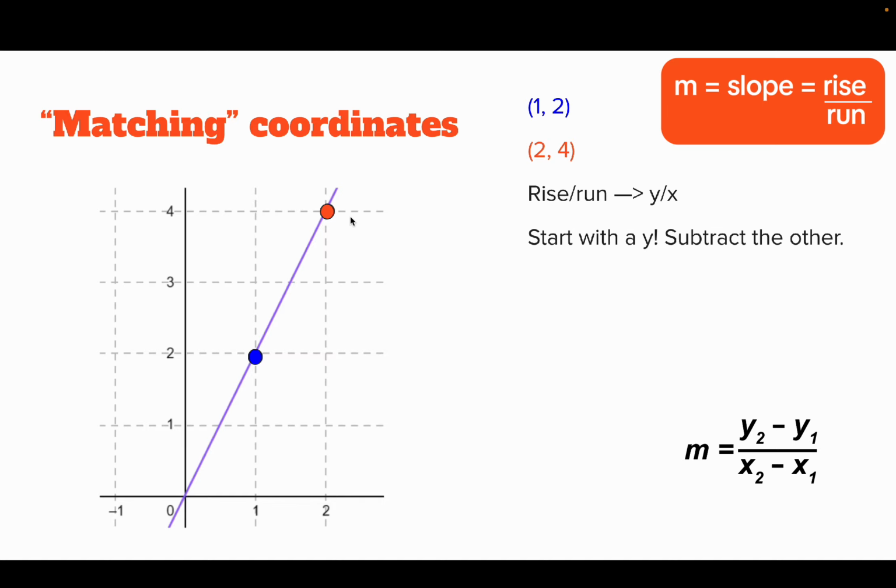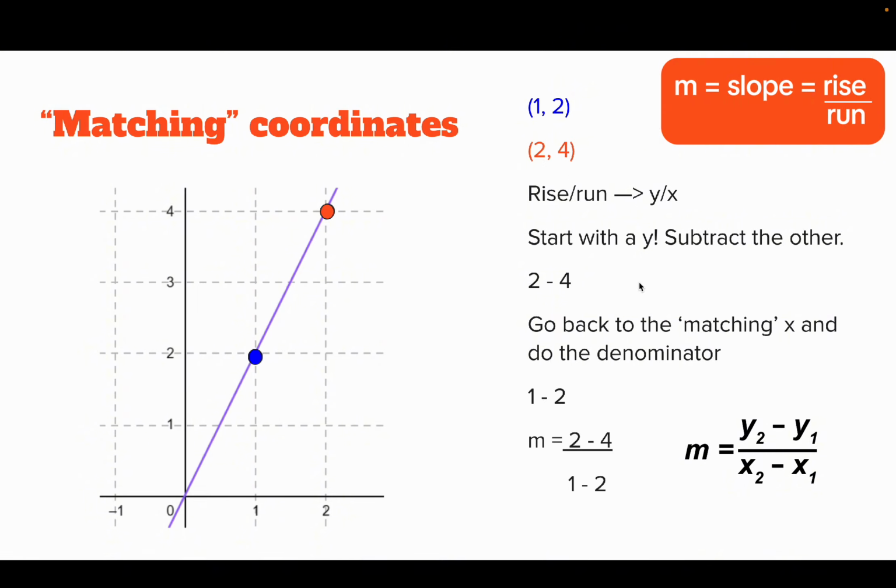So we're going to start with one of the y values, one of the y coordinates, and subtract the other. So I choose to do 2 minus 4. I'm doing blue minus orange. Now I'm going to do the same thing with my x coordinates, blue minus orange again, 1 minus 2.